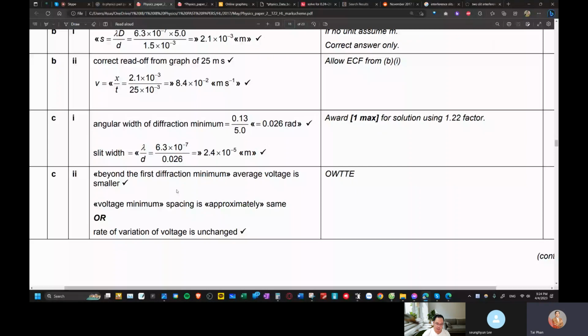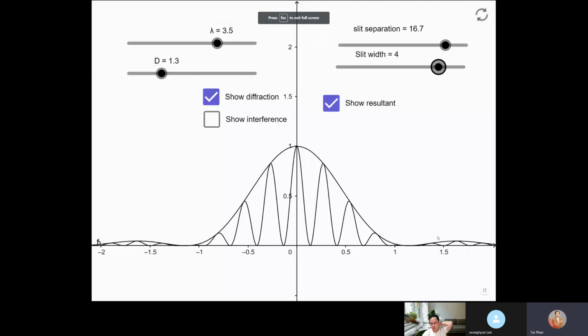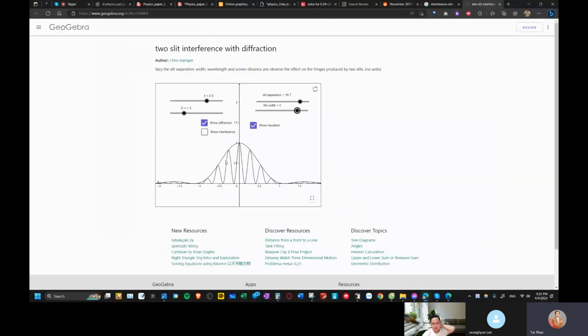Voltage minimum spacing possibly the same. Okay, rate of variation change beyond the first minimum, average voltage is smaller, correct, 1 mark. Maxima separated by the same distance, okay, separated by the same time interval on the graph. Yeah, the distance between these peaks is the same time interval, such as 25 milliseconds.